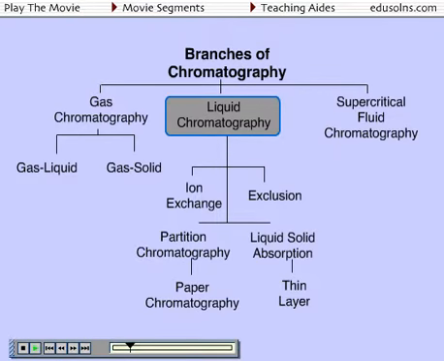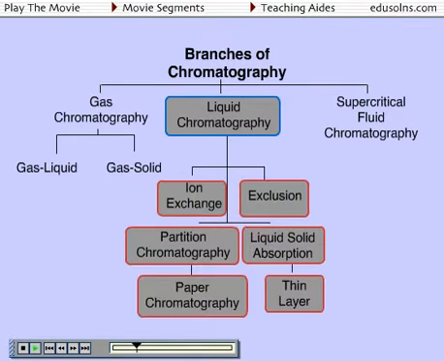Liquid chromatography can be divided into more specialized forms of chromatography, with each form being useful in the separation of different classes of compounds. Each of these liquid chromatography techniques has found a unique niche in separation science since they allow the separation of non-volatile species and thermally fragile compounds.